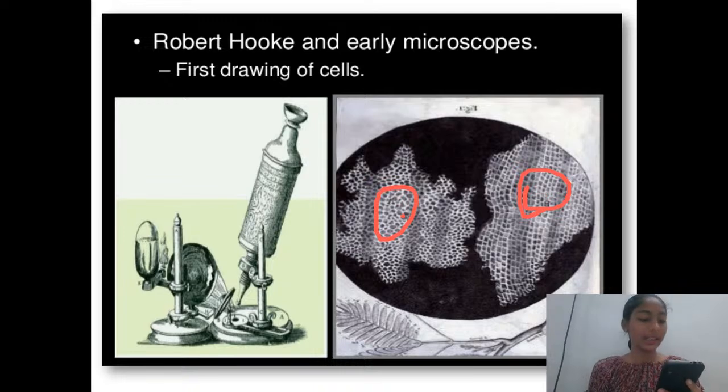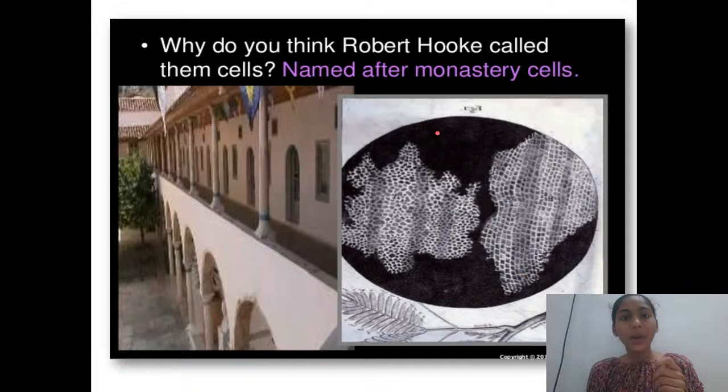Yes, exactly, Shubham. This also looks like a brick wall. Yes, Shubham has said that it looks like a tiny brick wall. Yes, Shubham, right. Why do you think Robert Hooke called them cells, named after monastery cells? Ma'am, you have just said no. Yes, Christy, I've just said it now.